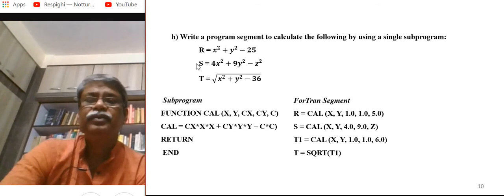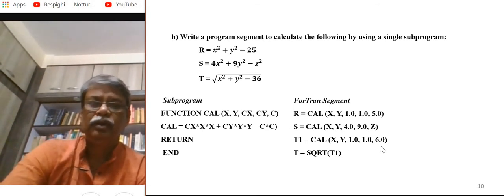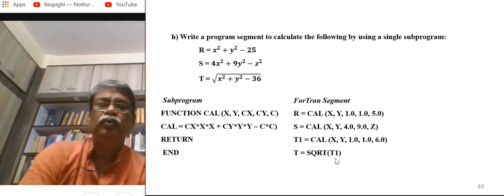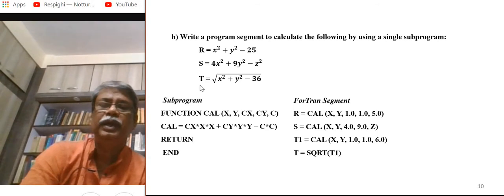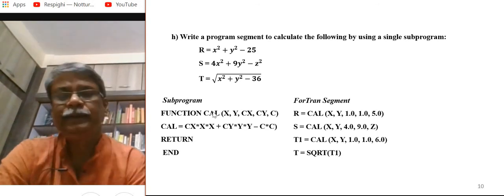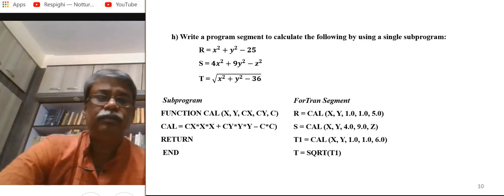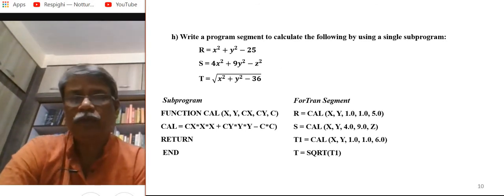And in the second case, S is 4, 9 and z. So 4, 9 and z. And the third case again 1, 1 and 6. So it is 1, 1 and 6. Okay. And finally T1, after you get T1, you take the square root of T1 to get the T value as demanded in the problem. Well, that's how we demonstrate how powerful a subprogram can be.